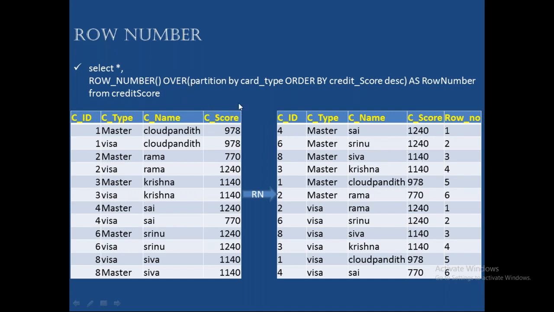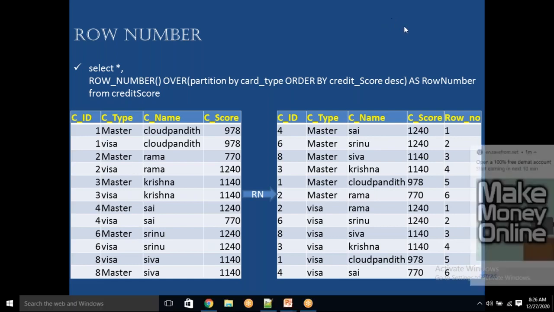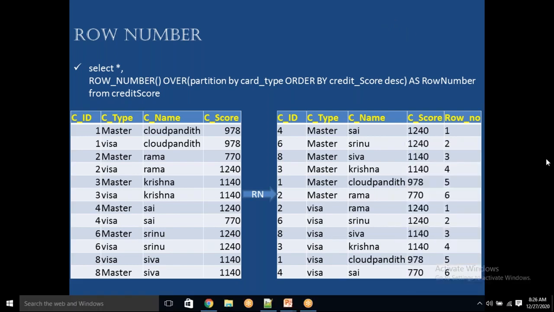After that I'm saying row number, meaning I'm just giving row numbers 1, 2, 3, 4, 5, 6. For visa cards, again I arranged the scores from highest to lowest, and here also I'm giving 1, 2, 3, 4, 5, 6. Did you understand? Is it clear? Row number clear, friends? In a group, if you have 10 records, it will just give 1, 2, 3, 4 up to 10.